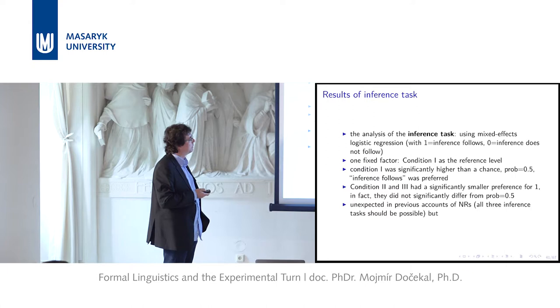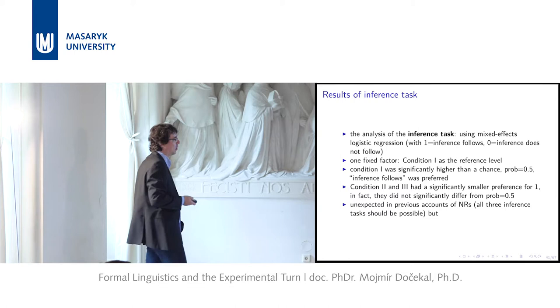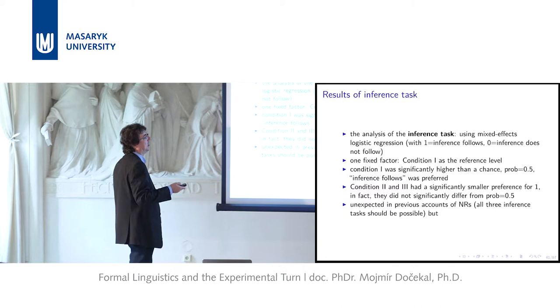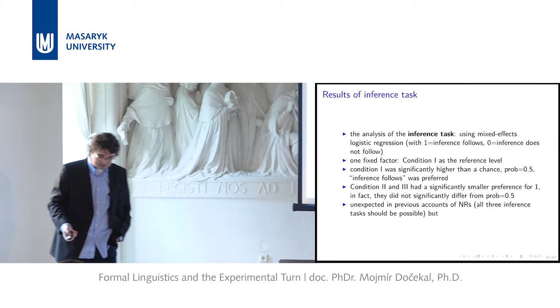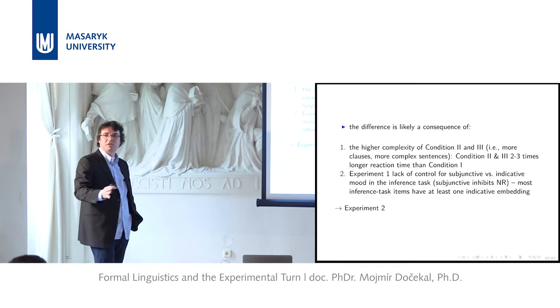So people have really strong inferences about these neg-raising verbs. But condition two, so this cyclic neg-raising and existential wide scope, were really judged by chance. So this was a failure of the experiment. We expected that conditions two and three would be the same as condition one, but it wasn't the case. So we found out that people are happy with the neg-raising inference, they are happy with the acceptability task, so there is neg-raising in Czech, but it's harder for them to process the two other conditions which are somehow connected to inferences.